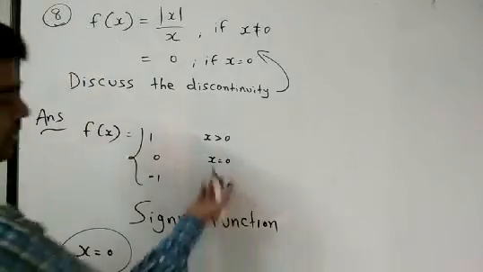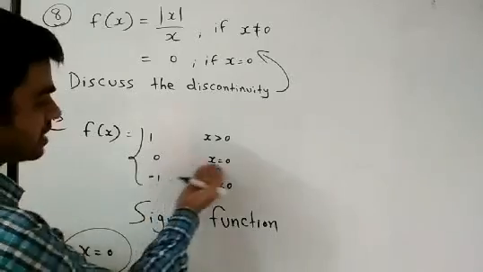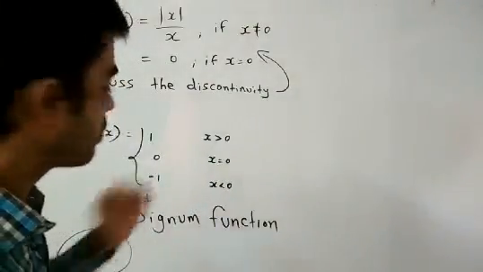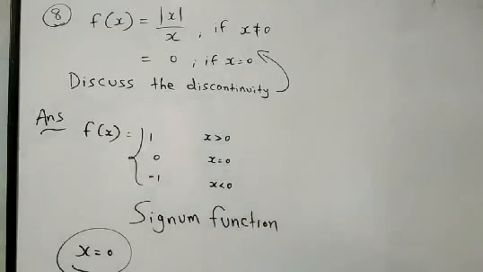Why? Because looking at it, we can see that at x equal to 0 it is 0, and as soon as x becomes less than 0 it becomes minus 1, and as soon as it becomes greater than 0 it becomes plus 1. So how can it be continuous? It is of course discontinuous. So you check at x equal to 0, you will get it as discontinuous, right? I hope this is clear with you.